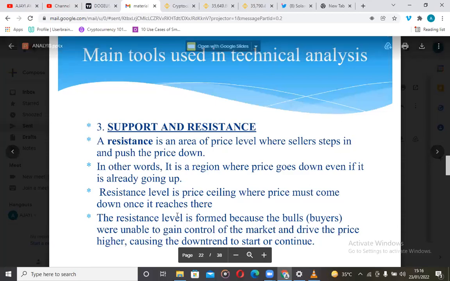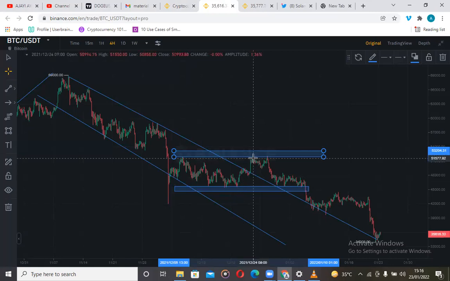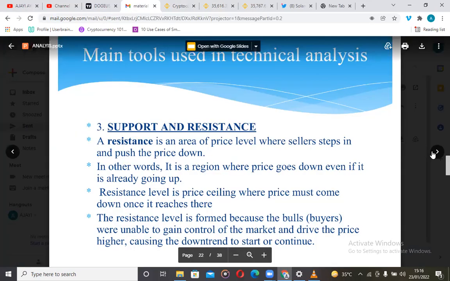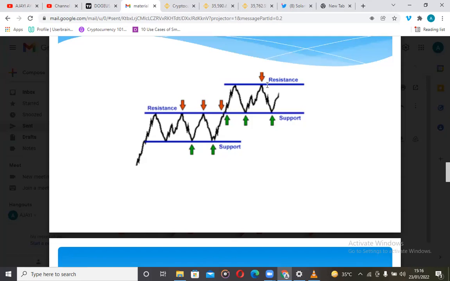Now, before I continue, resistance is formed because the buyers weren't able to get control of the market and drive the price higher, causing the downtrend to continue. So at this point, when it reaches here and comes down, it's because the sellers exceed the buyers. It goes up again. At this point again, the sellers exceed the buyers again, right? Like I can see, this resistance, the price has to come down again, no matter how.